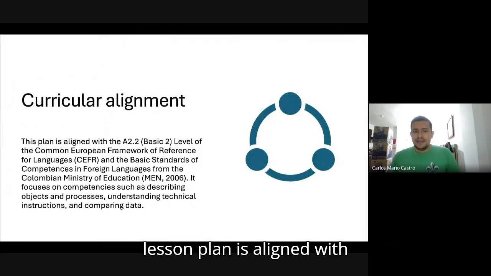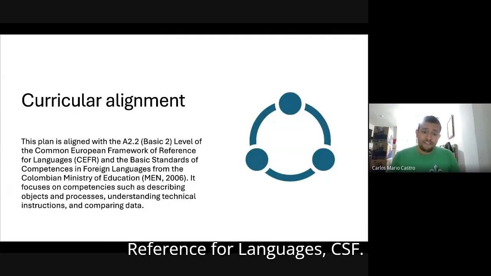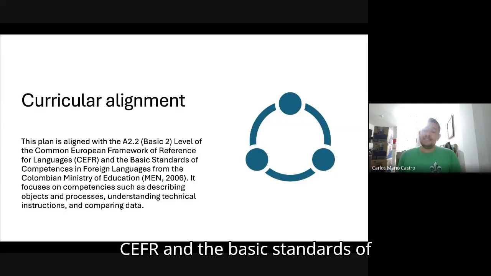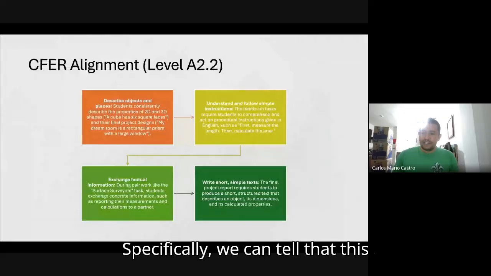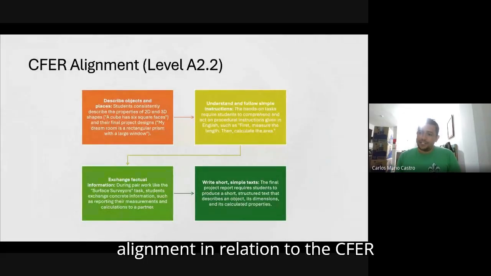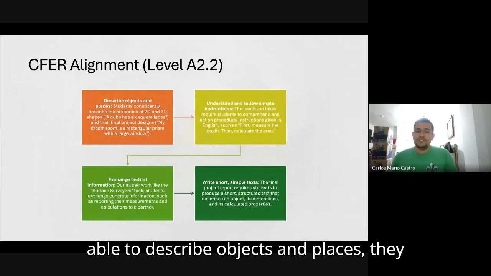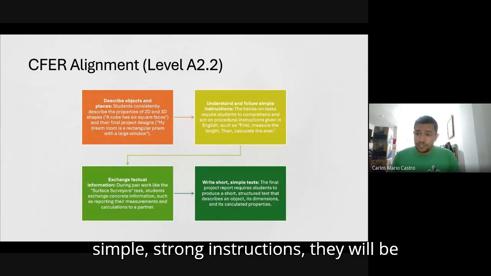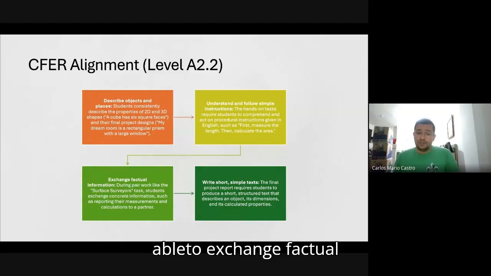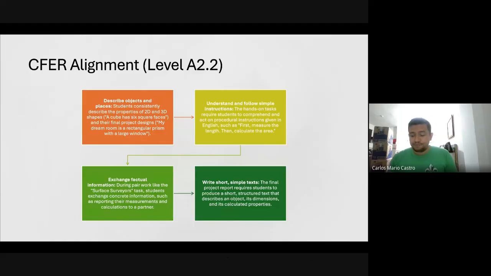This lesson plan is aligned with the Common European Framework of Reference for Languages (CEFR) and the Basic Standards of Competences in Foreign Language from the Colombian Ministry of Education. Specifically, the alignment with the CEFR is related to how the students will be able to describe objects and places, understand and follow simple instructions, exchange factual information, and write short and simple texts.